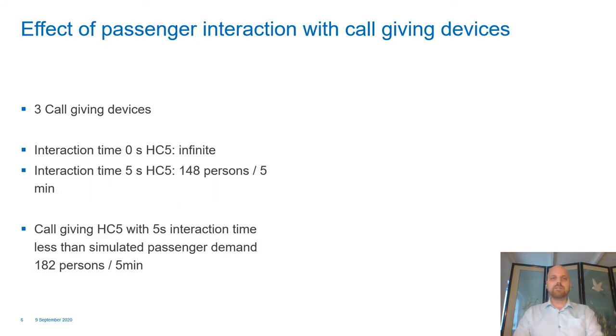First, effect of passenger interaction with qualifying devices to passenger waiting time was studied with three qualifying devices. Two interaction times were assumed. 0 second interaction time, where qualifying devices reach infinite handling capacity as per current practice, and 5 second interaction time, which gives 150 persons per 5 minute handling capacity. We simulated passenger demand of 180 persons per 5 minutes, which is greater than call giving device handling capacity of 150 persons with 5 second interaction time.